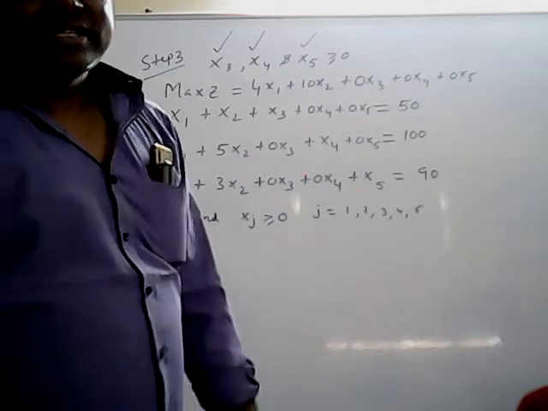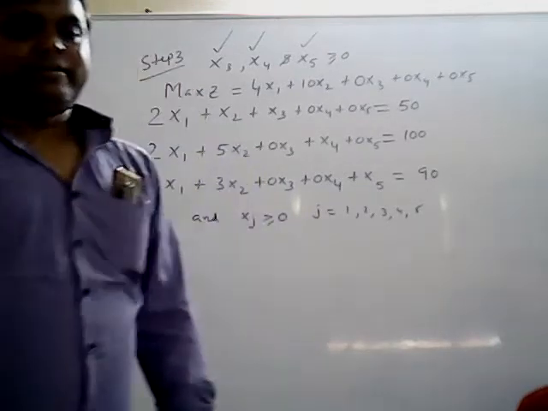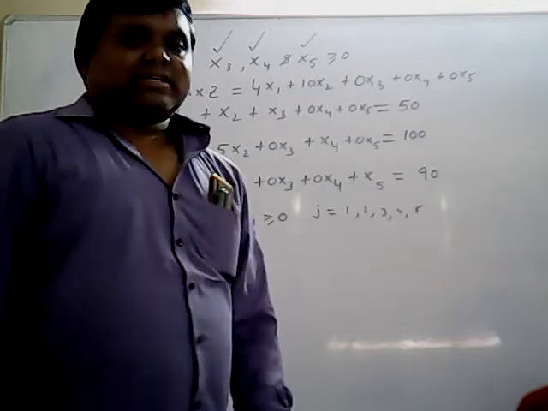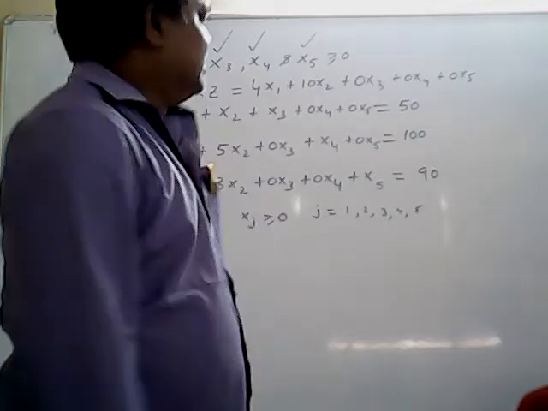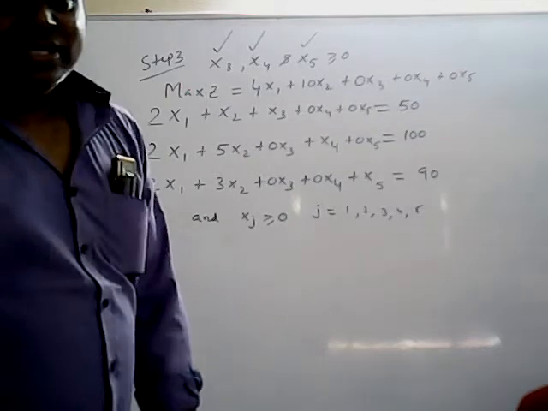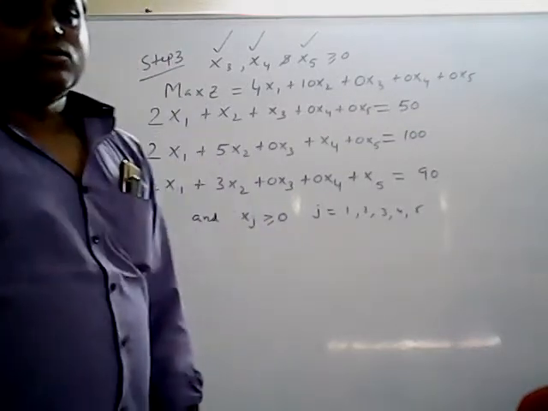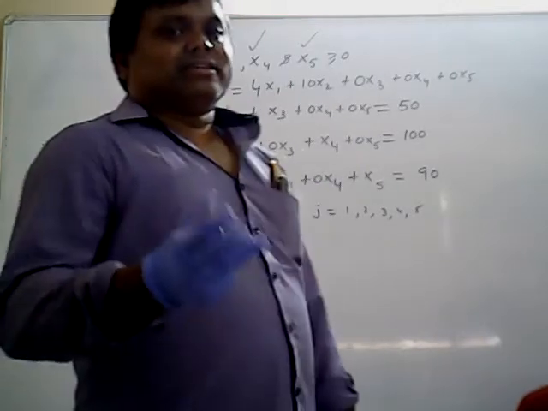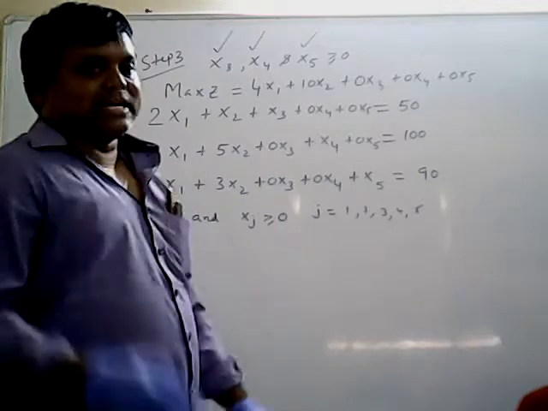By introducing slack and surplus variables. If less than equal type constraints are there, use slack variables. If greater than equal type constraints are there, use surplus variables. In this problem, all the constraints are less than equal type, so it requires only slack variables. Original problem, two variables are completed. How many less than equal type constraints are there? Three are there. That means how many slack variables are required? Three slack variables are required.